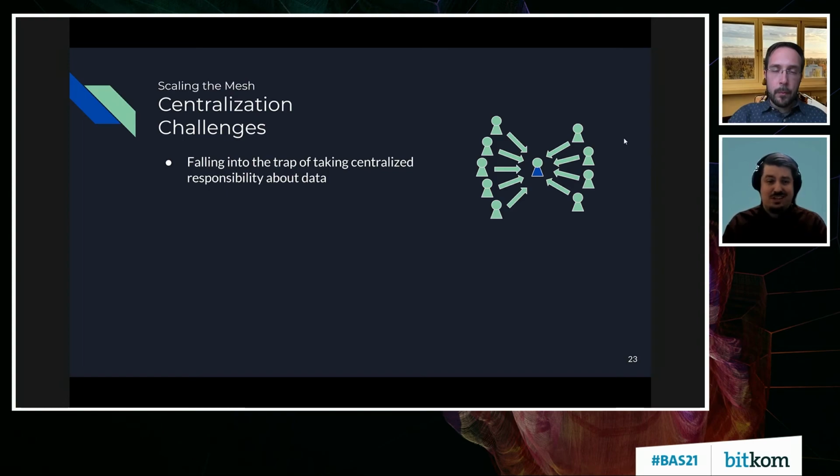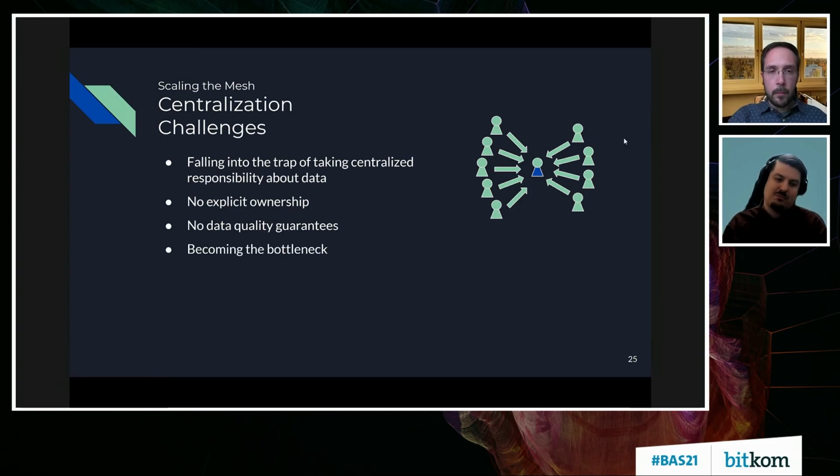Again, some of these centralization challenges that Arif mentioned before: of course, if you now extract some infrastructure capabilities and again bring yourself into the position that you always take care of everything, you again get to the problem and fall into the trap of taking centralized responsibility for data. This will again lead to situations where you have no explicit ownership, where the data quality guarantees are really going down, but most importantly, where again the central team is becoming the bottleneck.